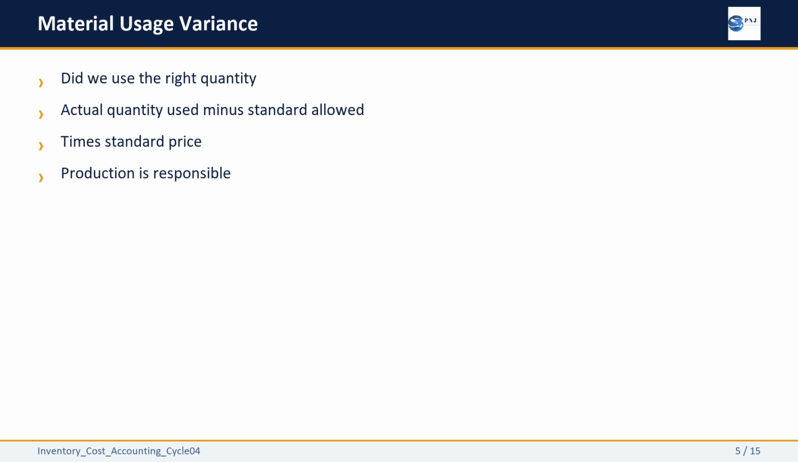When it goes unfavorable, the usual suspects are waste, theft, yield problems, an inaccurate bill of materials, or poor material quality. Notice this one belongs to production, not purchasing. Splitting price from usage is what lets you hold the right team accountable.